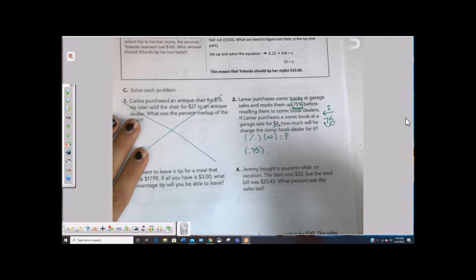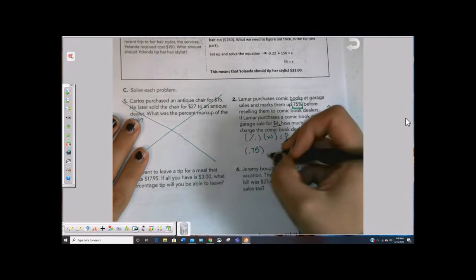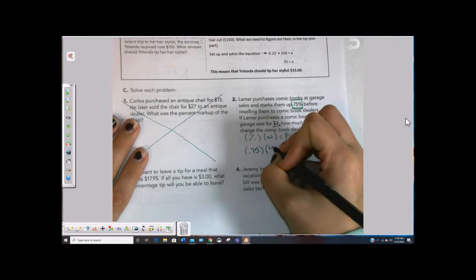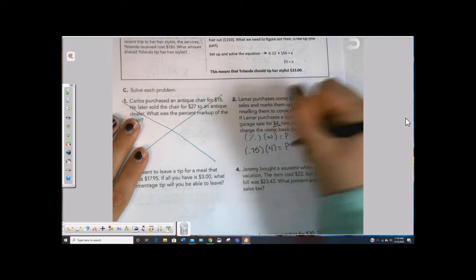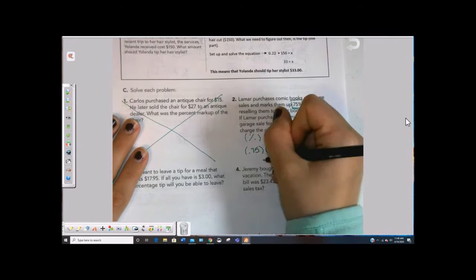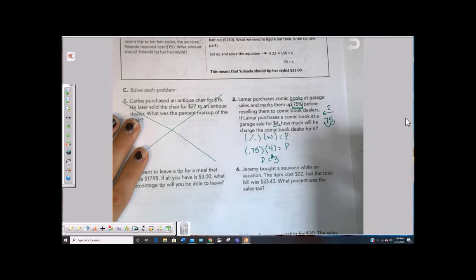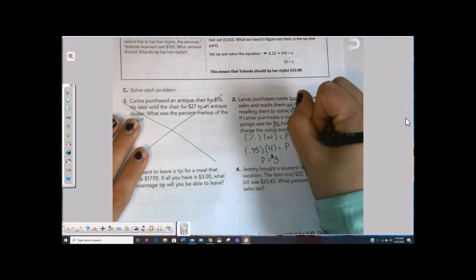Now our whole in this case is the $4, because you're taking the 75% from the $4 that he purchased. So we're trying to find what the markup price is going to be, what's 75% of those $4. You're going to take 0.75 times 4 to figure out the part, and that turns out to be $3. Now to figure out how much he's going to charge the comic book dealer, he's going to add that $3 plus the 4 that he paid. So 3 plus 4 is $7.